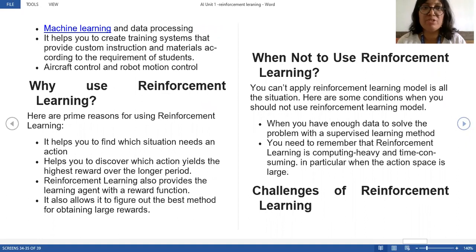Why do we use reinforcement learning? Here are the prime reasons for using reinforcement learning. It helps you to find which situation needs an action, and helps you to discover which action yields the highest reward over the long period.